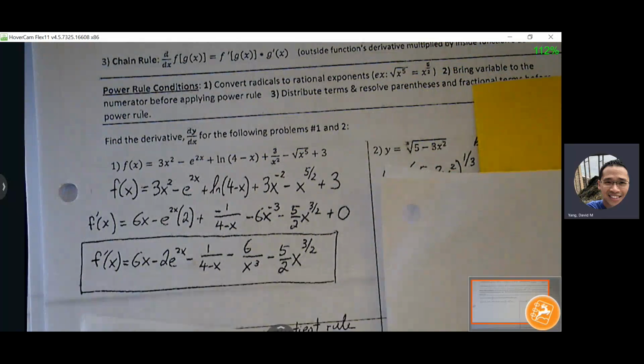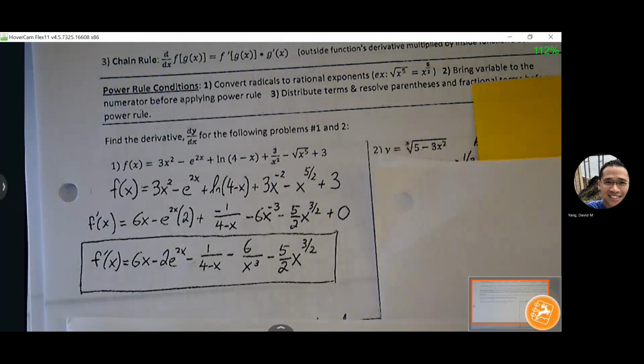All right, take a look at number 2. Y equals cube root of 5 minus 3x squared. What's the big rule that we have to make sure we include for number 2? Chain rule, yeah. So rewrite it using parentheses. And then you can clearly see an outside and inside portion, identify them, and then do chain rule, outside derivative times inside derivative.